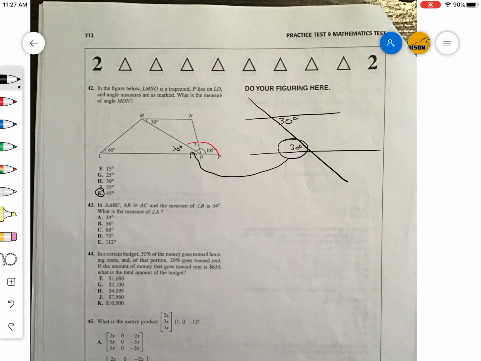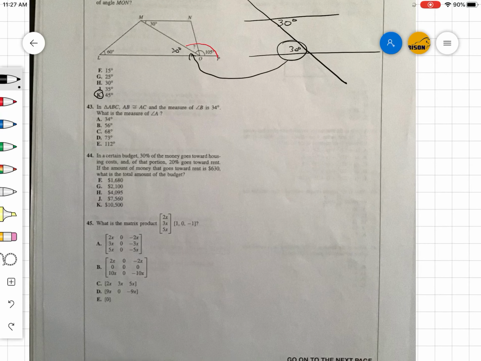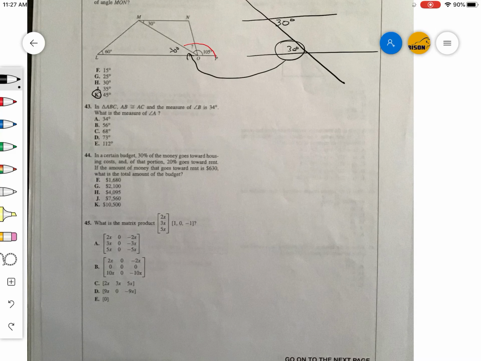Okay, so 43. In triangle ABC, AB and AC are equivalent, okay? So that must mean it's equilateral. Let me get a better looking triangle here. This one's pathetic. So A, B, C more than likely because it says AB and AC are the same. And B is 34 degrees. Okay, so it wants to know what's the measure of angle A.